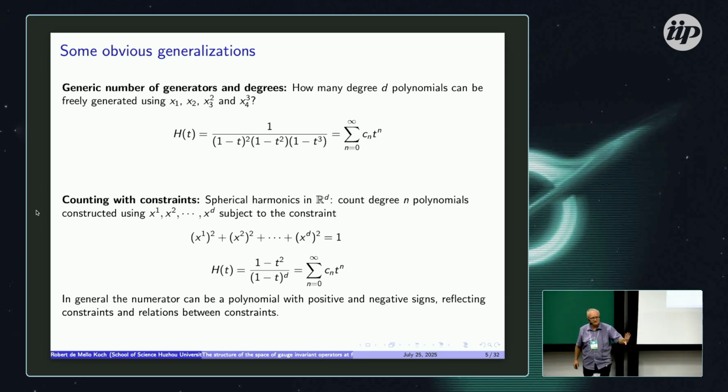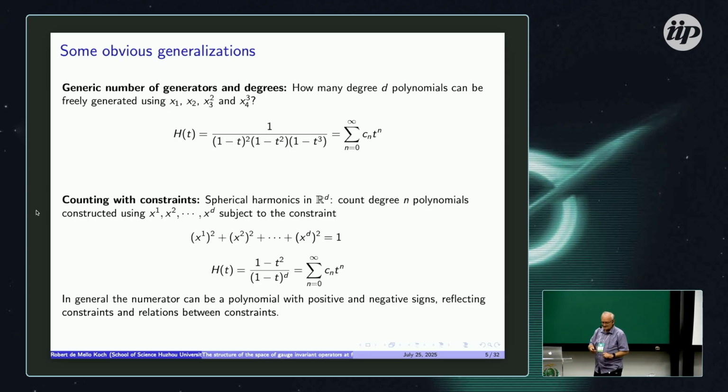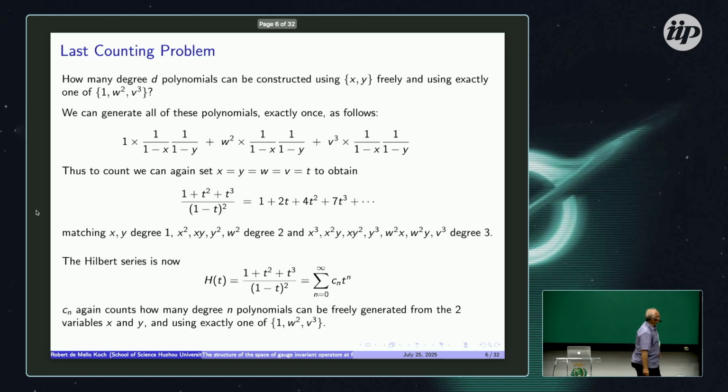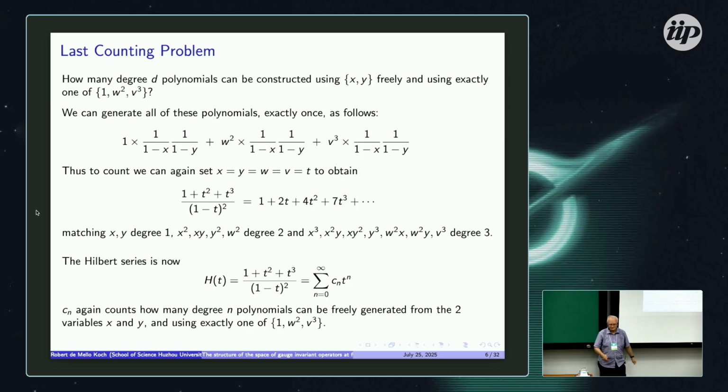So I just told you that so you know the general form. The good news for us, we will only be dealing with freely generating things today. So we don't need to worry about that. Okay, this is the most important counting problem. So I'm going to change the rules of the game a little bit.